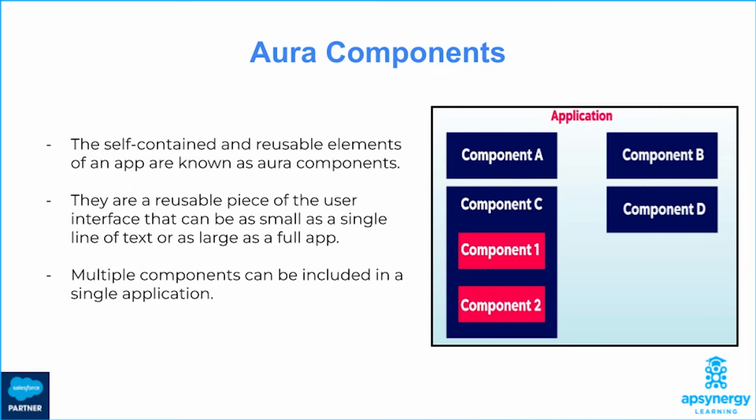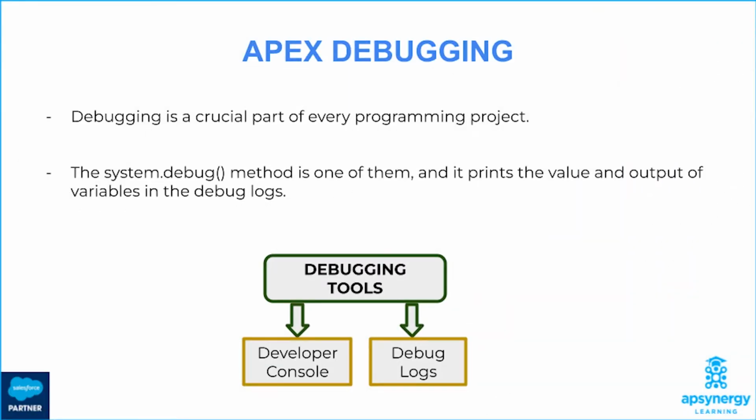Next, we are going to discuss another way of creating a Lightning component, which is an Aura component. Aura components are reusable elements of an application. We can use multiple components in a single application. The framework already includes a set of pre-built components. These components are known as base Lightning components. Moving ahead with today's subject, we are going to discuss Apex debugging.